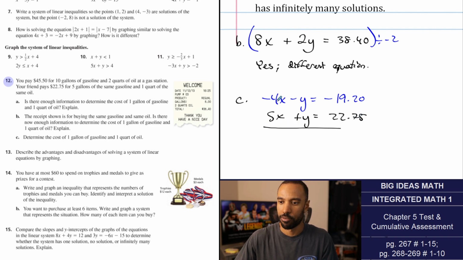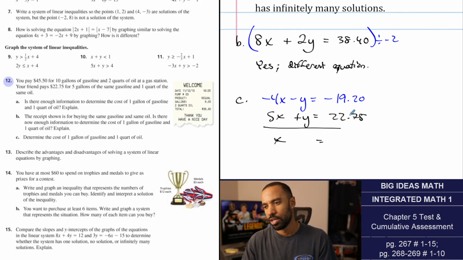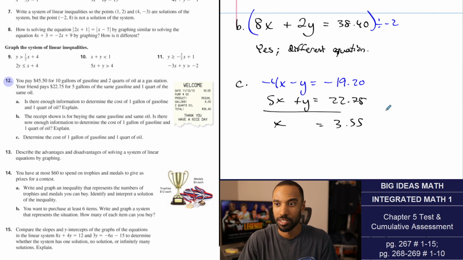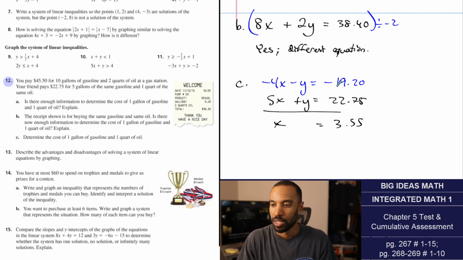This will solve for x right here, 1 gallon of gas. 1 gallon of gas is $3.55. That's nice. I don't know where your part of the world or country is for gas. Ours is like $6 where I live. So $3.55. To figure out a quart of oil, we have to do some sort of substitution somewhere.